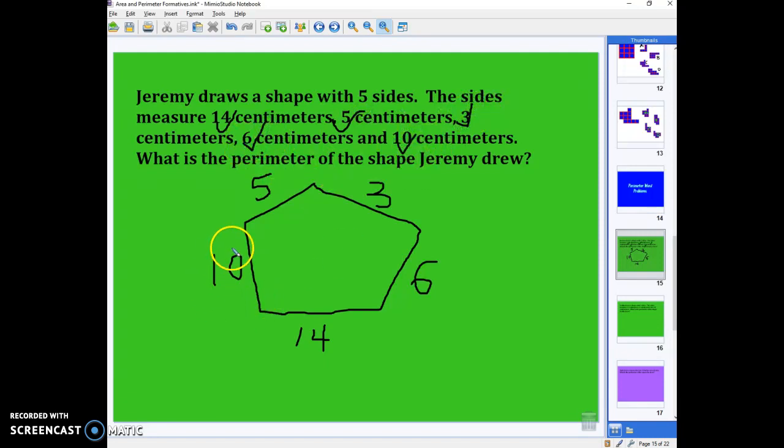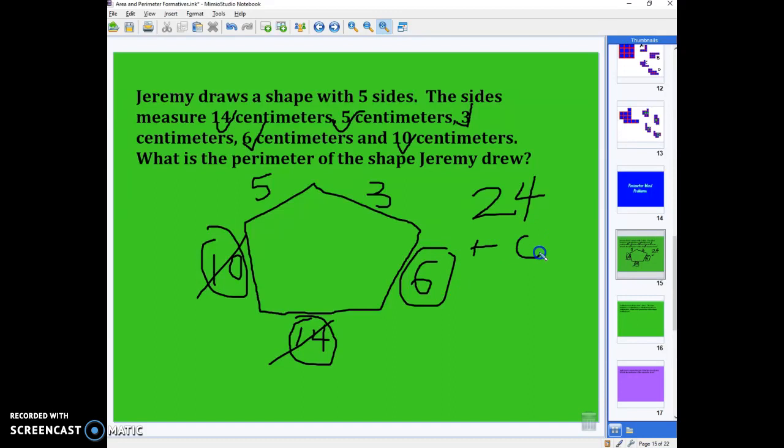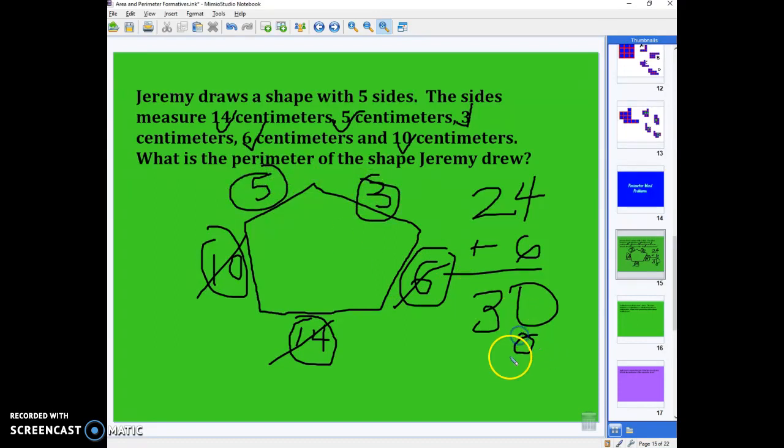So let's start adding these up. I'm going to start with my bigger numbers to add up. 10 and 14 gets me 24. Got those. And then let's add a 6 to that, and that gets us 30. And I know it just in my head, 3 plus 5 equals 8. So 8 to 30 gets me 38 centimeters.